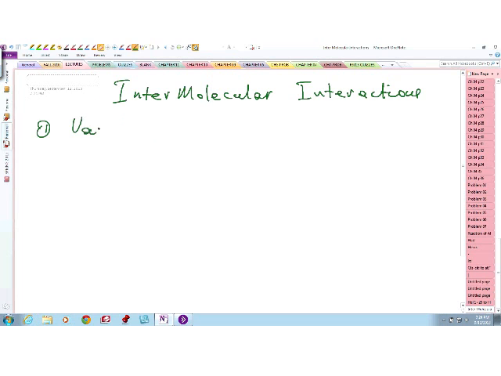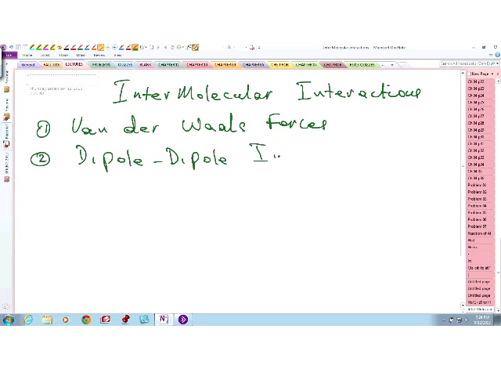We have what we call van der Waals forces. We have what we call dipole-dipole interaction. Also, we have what we call hydrogen bonding. For those of you in biology or biochemistry, that is going to be very important, particularly when you begin to deal with protein molecules.